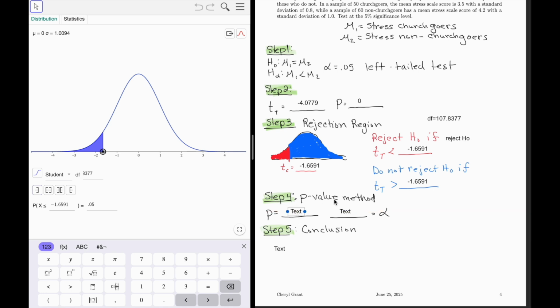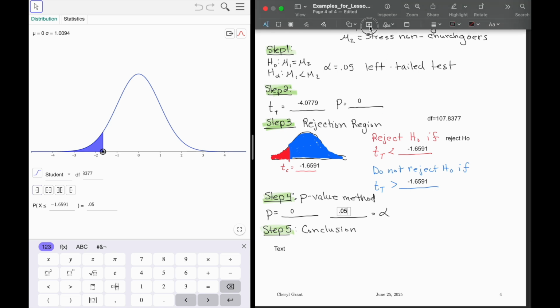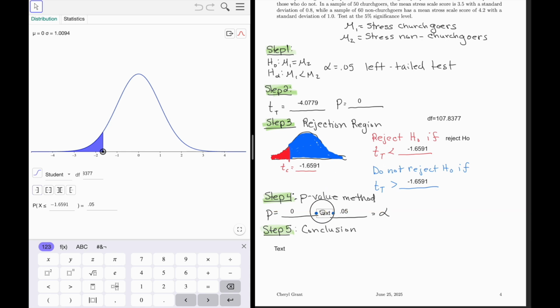So for step 4, we're doing the p-value method. So p is 0 when it's rounded. We have our alpha level, which is 0.05, and 0 is definitely less than 0.05. So for step 4, we're also going to say reject H0.